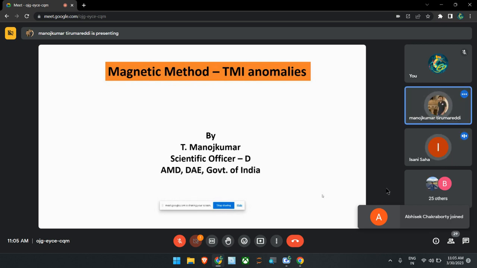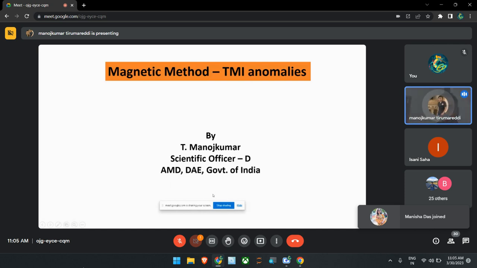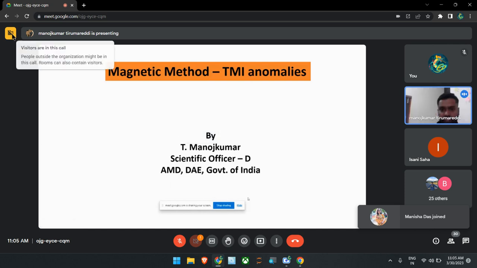Myself, Manoj Kumar, working as Scientific Officer D at the Department of Atomic Energy, AMD mainly. AMD stands for Atomic Minerals Directorate, which explores for minerals like uranium and rare metals, which are used in our program.